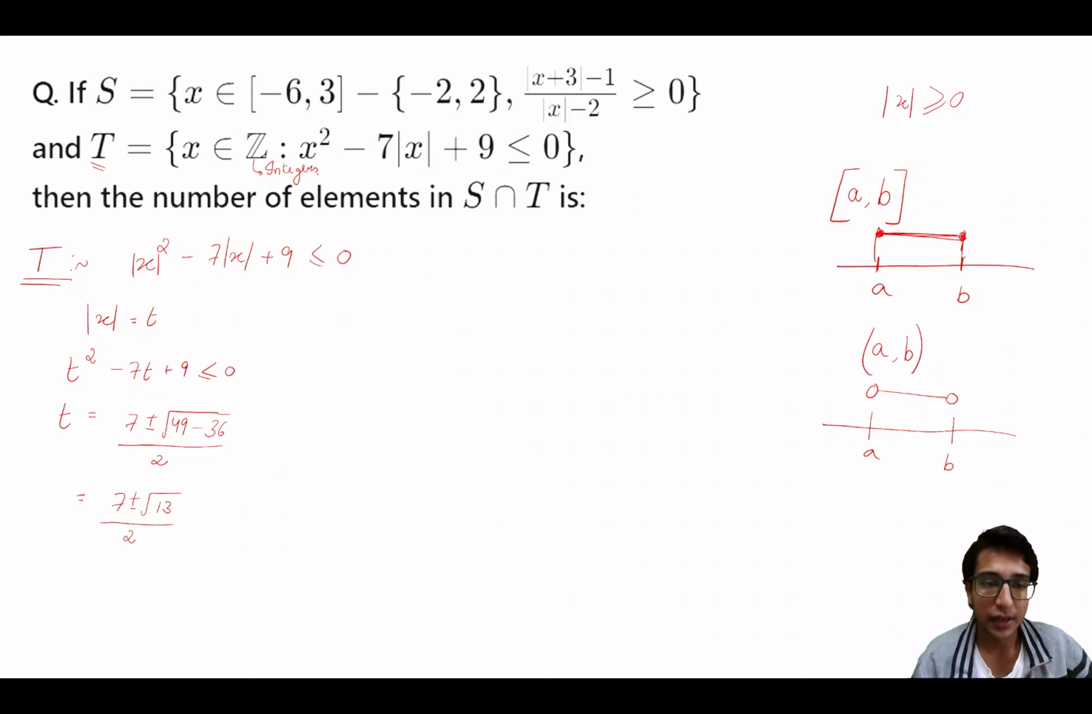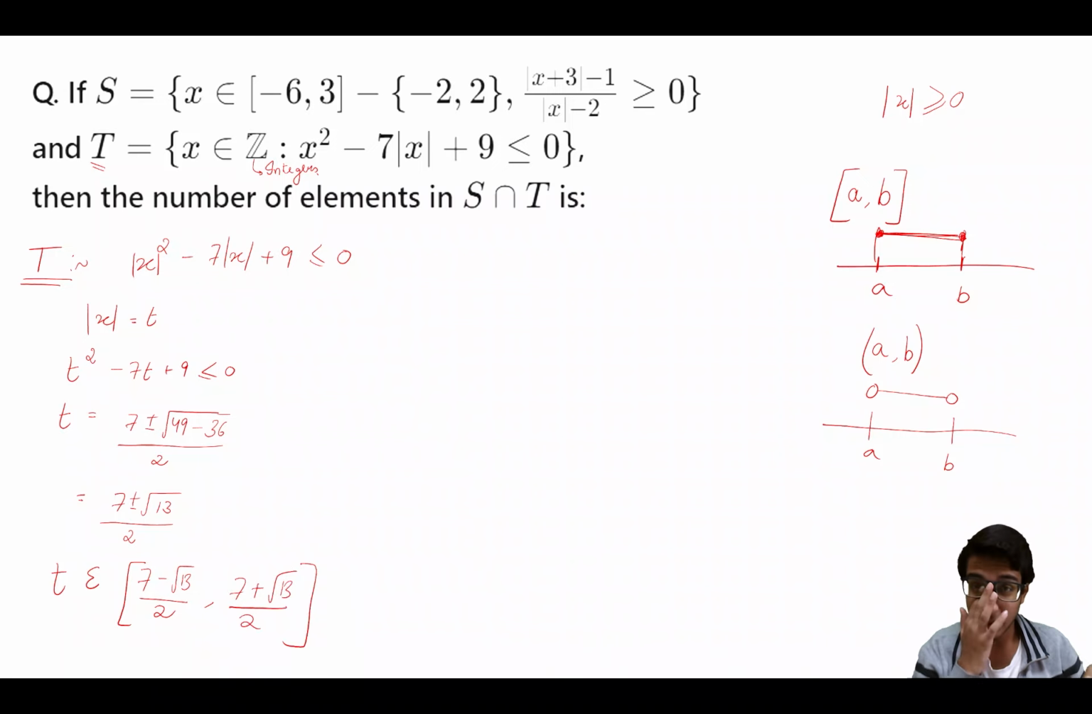So keep in mind, we have an inequality here. It is not equal to. That means my t would belong to a set which is going to be a closed set, because there is an equal to sign here as well. So it would be from (7 minus root 13)/2 up till (7 plus root 13)/2. So this is going to be the set.